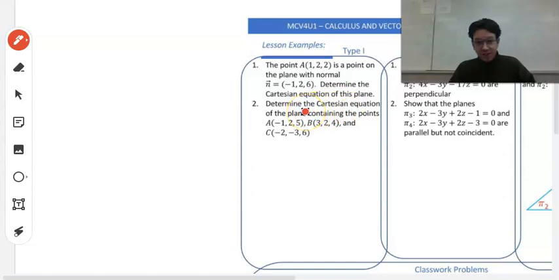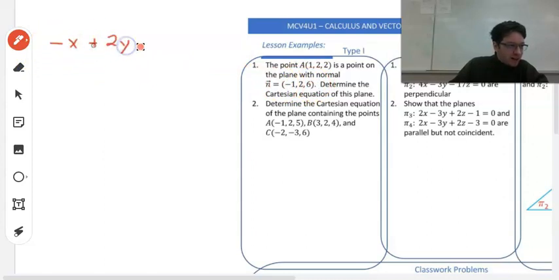So we could use the method that we just did. Since we already have the normal, we don't need to do a cross product. And we can just say that this is our x coefficient, this is our y coefficient, and that's our z coefficient. So that gives us minus x plus 2y plus 6z plus d equals 0. And then we can use that point they give us to determine what d is.